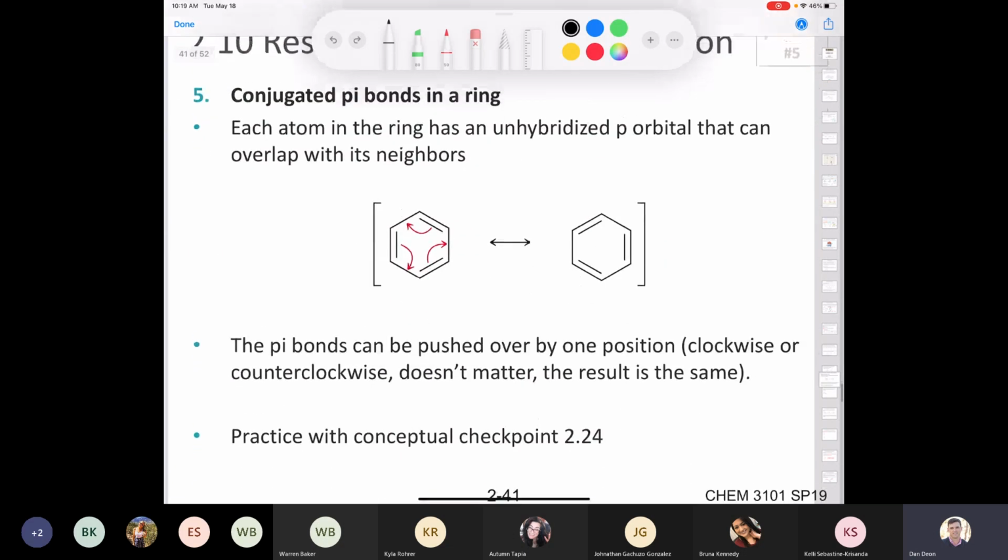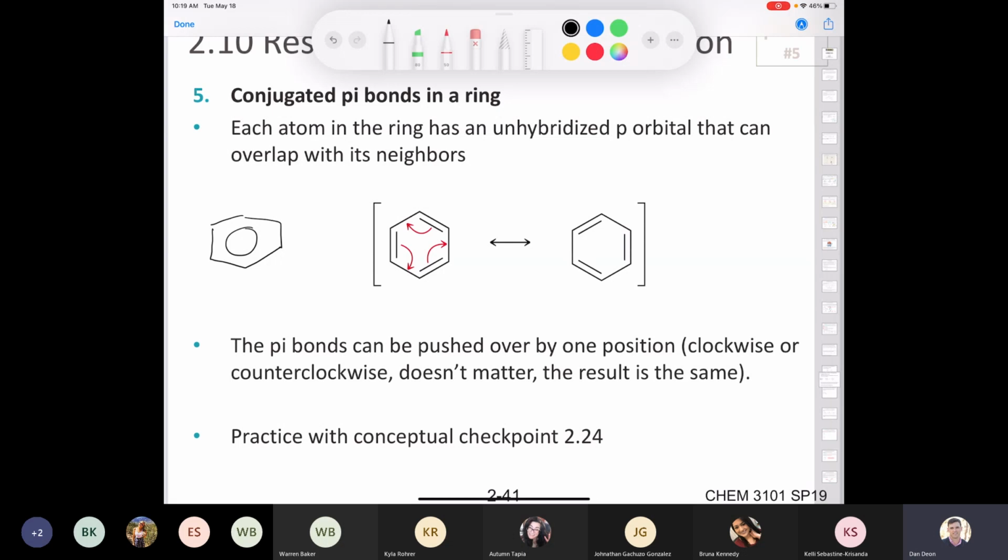And then the last one are conjugated pi bonds in a ring. So if you have an aromatic ring, both of these represent the same molecule, and that's why a lot of times benzene is just drawn like this, and we'll talk about that more later on. But it's just to show you that those pi bonds and the electrons in them are all delocalized.